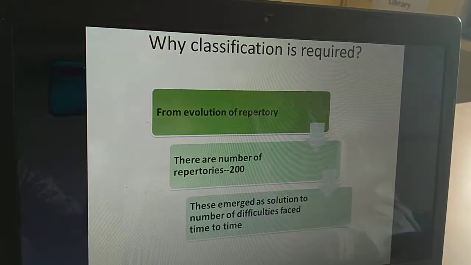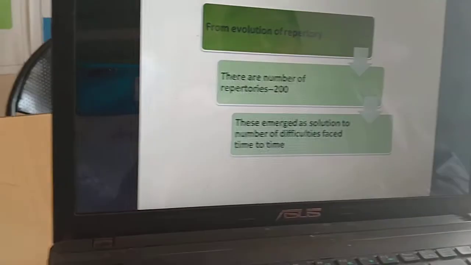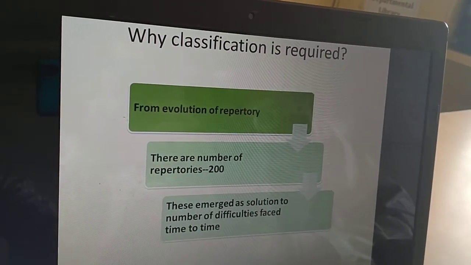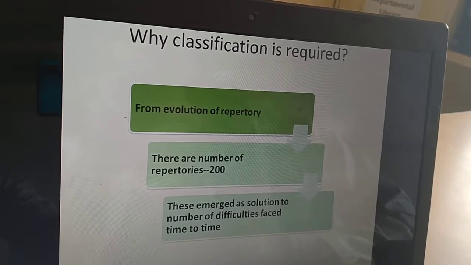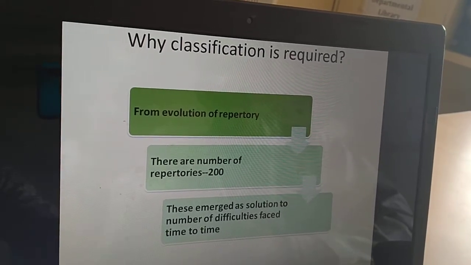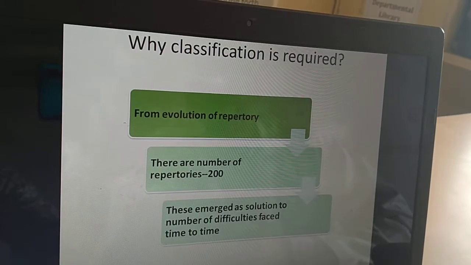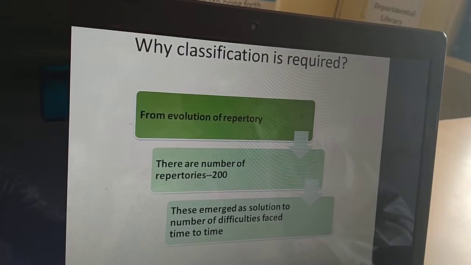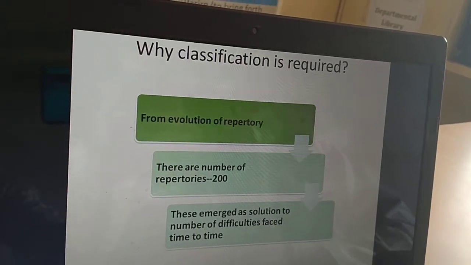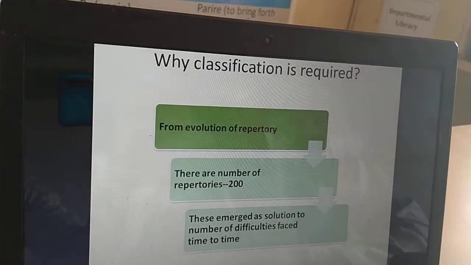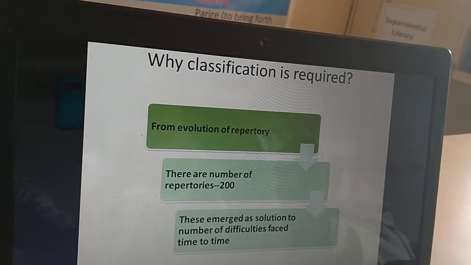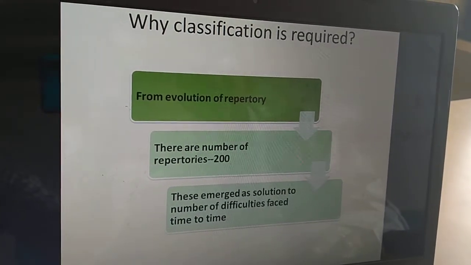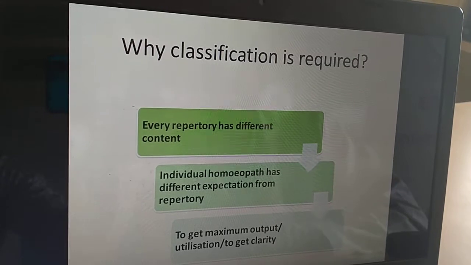So first we will see the need of classification of repertory. Now we have just seen the evolution of repertory, which has been there for about 2 centuries, and in these 2 centuries there are more than 200 repertories which are properly established and properly used. These repertories were not created just as a hobby, but emerged as a solution to the difficulties faced from time to time. So each repertory has some thought process behind it, and every repertory also has different content.